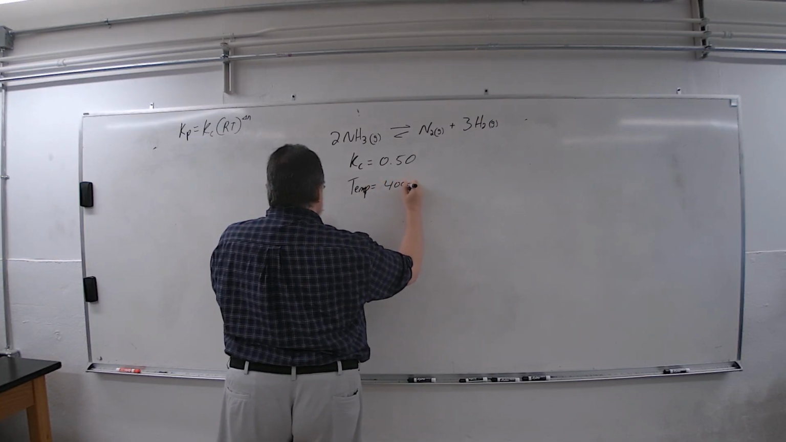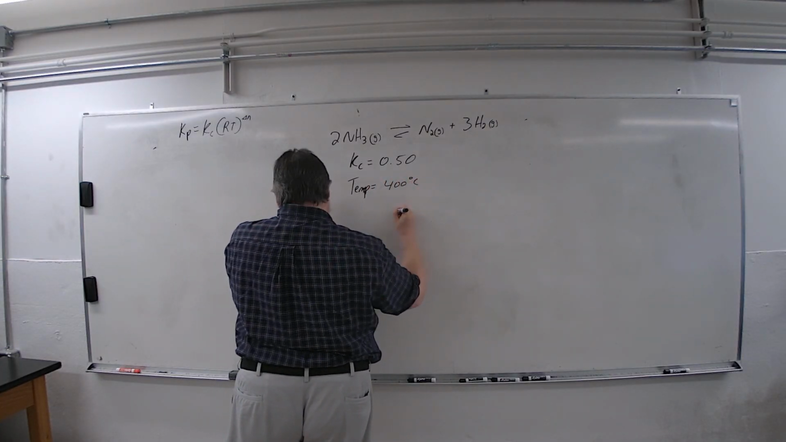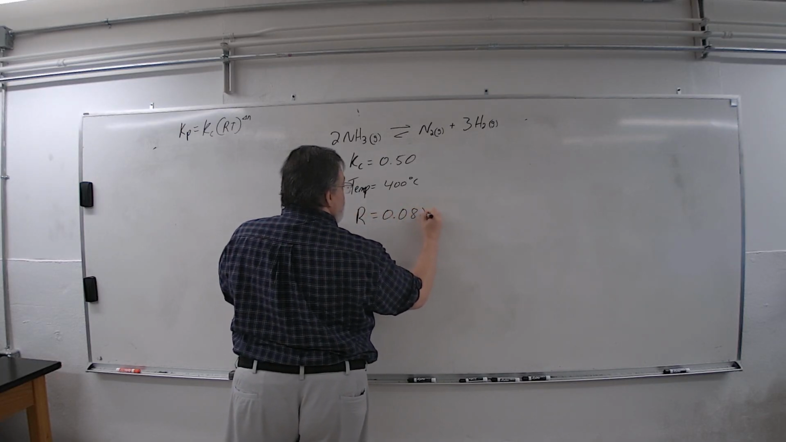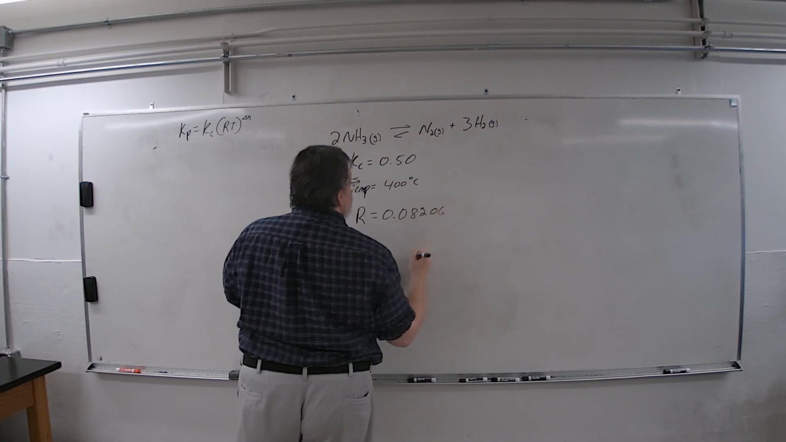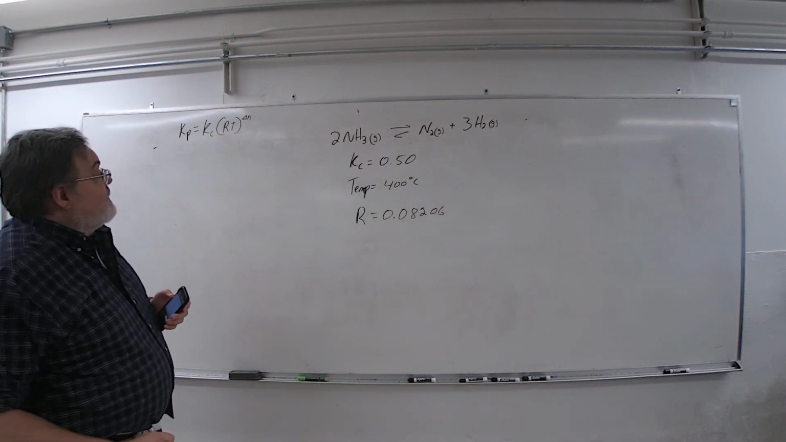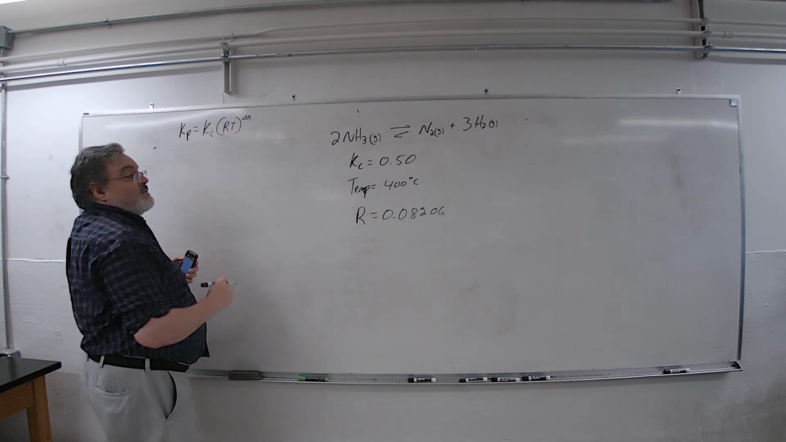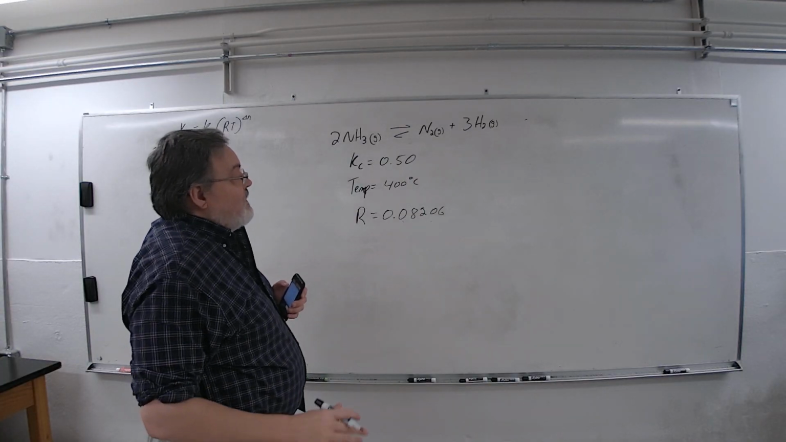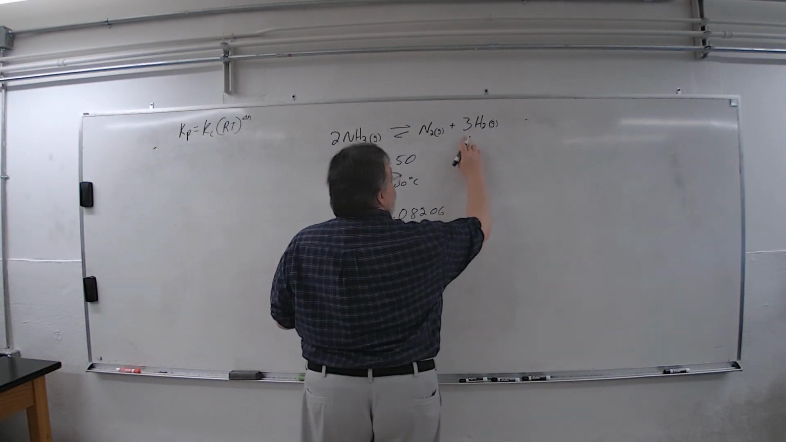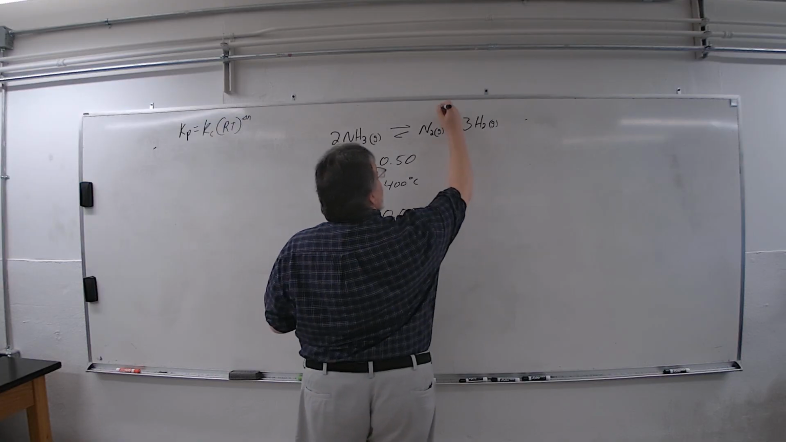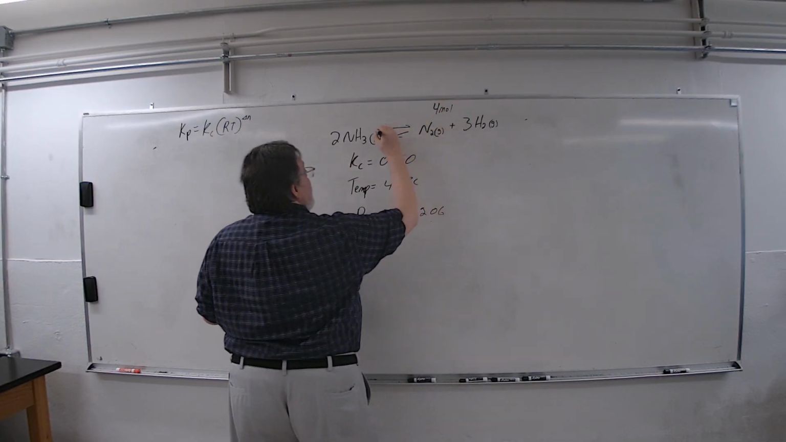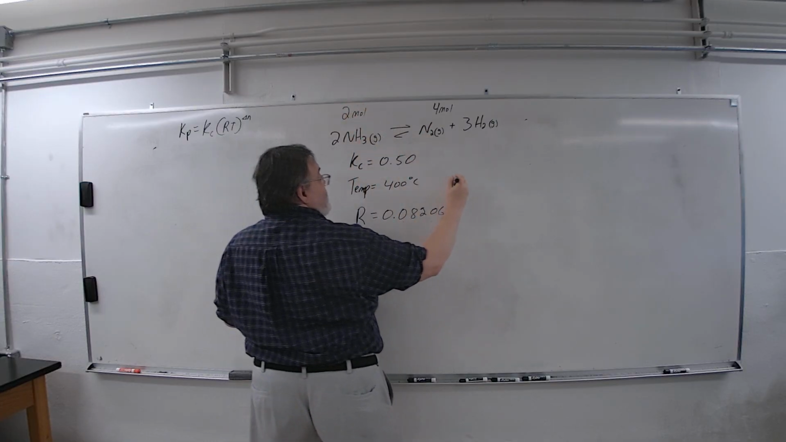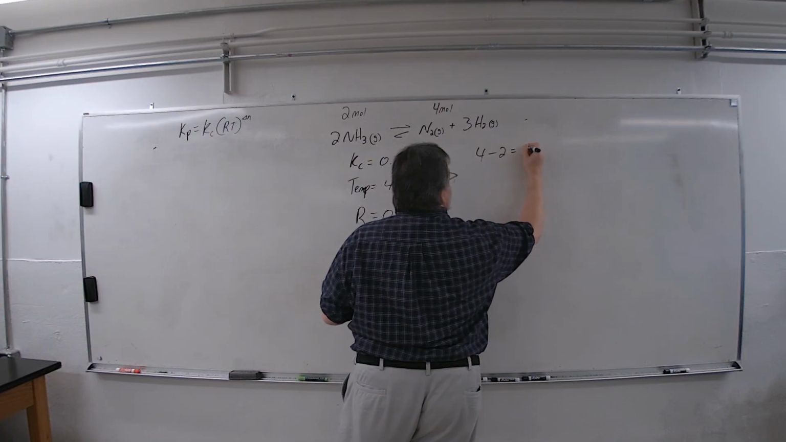Temp equals 400 degrees C. The R value we have to use here is 0.08206. Do you remember how to get delta n? Make sure you're only looking at gases. You have 3 moles of gas here and 1 mole here. So 4 moles of gases here, 2 moles of gas here. And you go final minus initial. So 4 minus 2 equals positive 2.